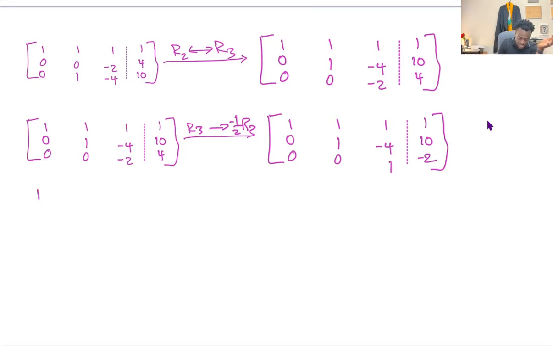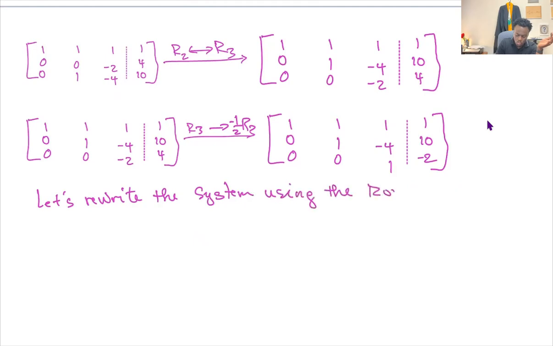So let's rewrite the system using the row echelon matrix, right? So what do you see?